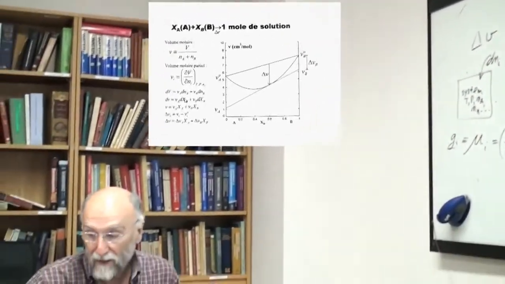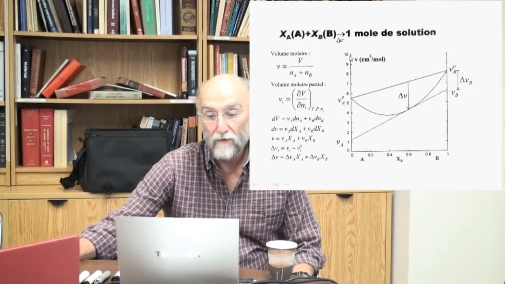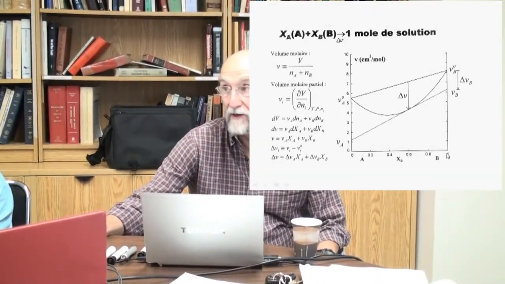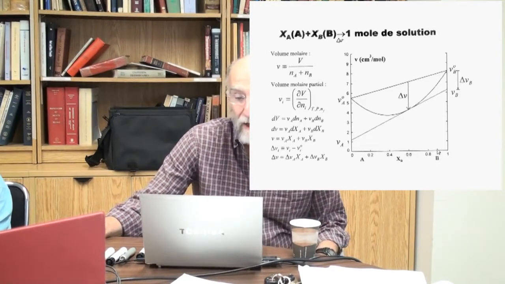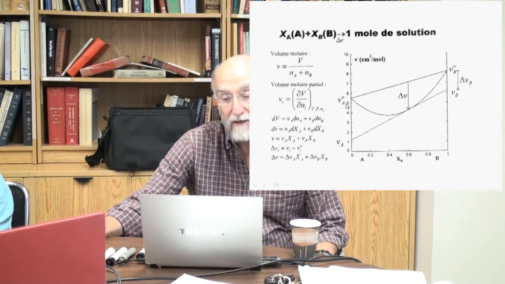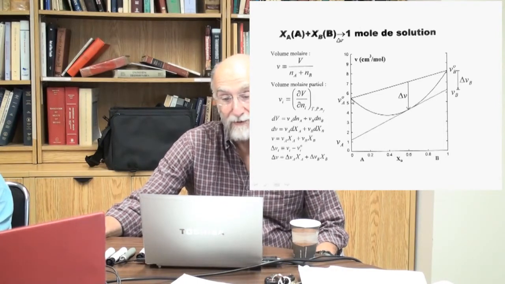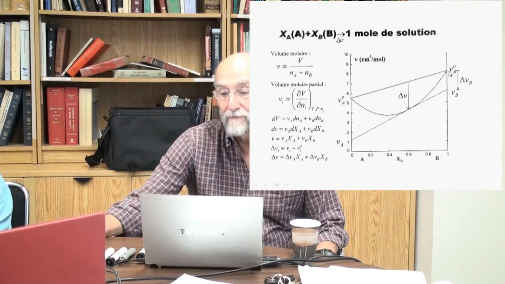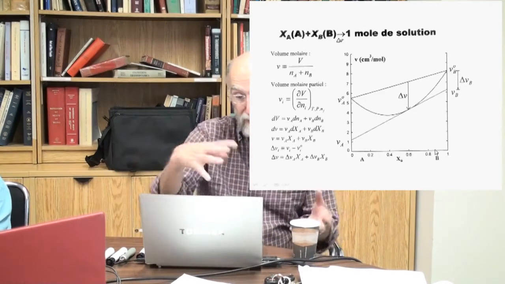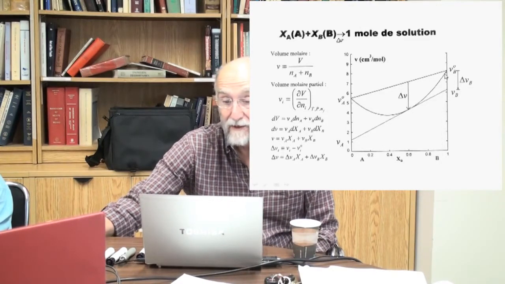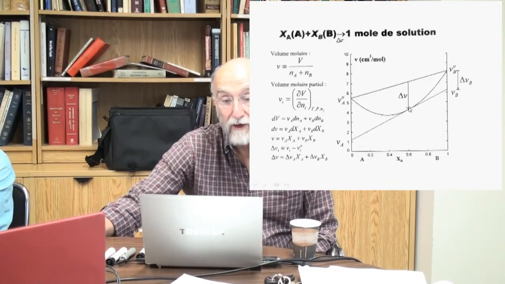Here I'm plotting the volume of the solution, the molar volume in cubic centimeters per mole, versus the mole fraction of B, going from pure A over here to pure B over here. This point here is V naught of A, the standard molar volume of component A. Standard because it's pure A, molar because it's per mole. This is the molar volume of pure B, also standard. And this is the volume of the solution which you observe. The solution is miscible at all compositions, like water and alcohol. This curve is V, so this distance is delta V.